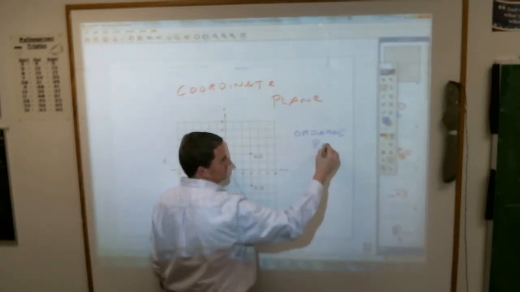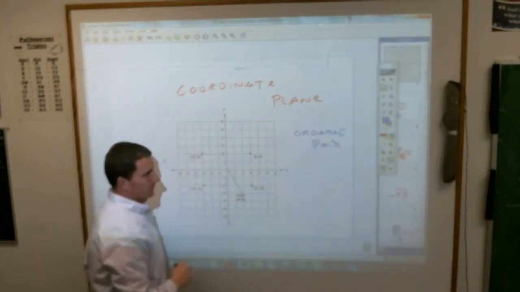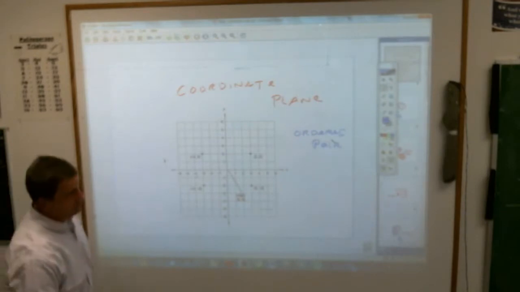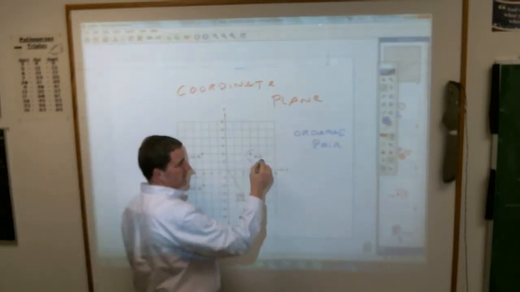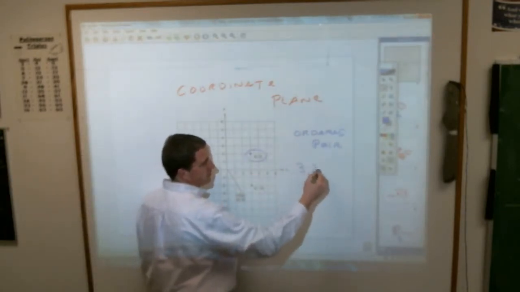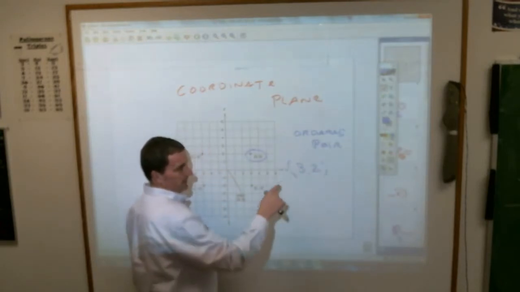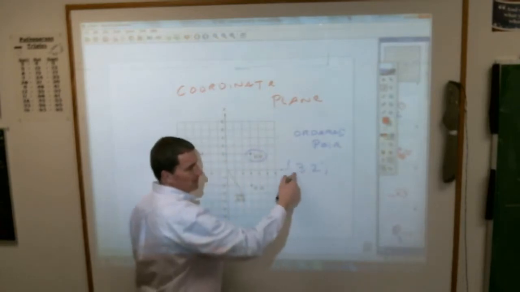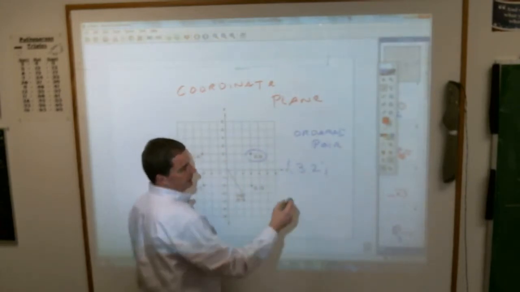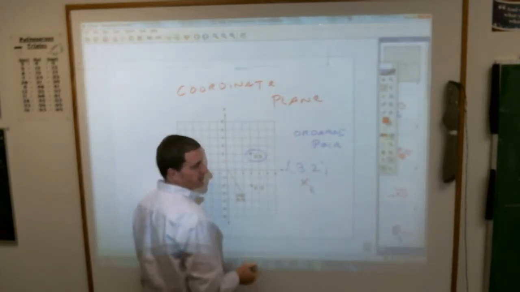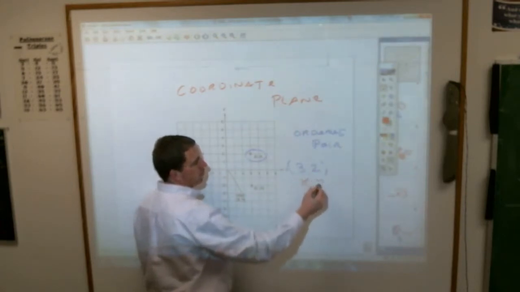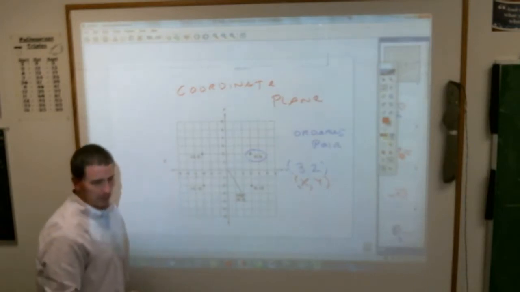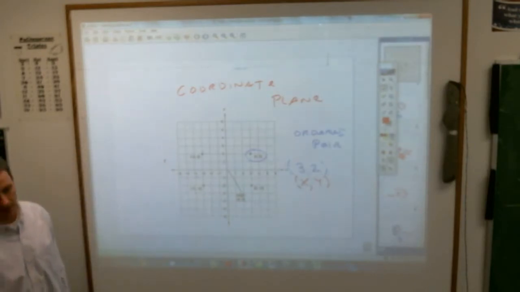This is not the first time that we've done this. It's called an ordered pair because there are two things and they have to be in the right order. For example, this one right here, (3, 2). It has to be in that order and needs to be in parentheses. The first number in your ordered pair is the X number, and the second number is the Y number. When you have both of those numbers together, it's the place where those two lines meet.